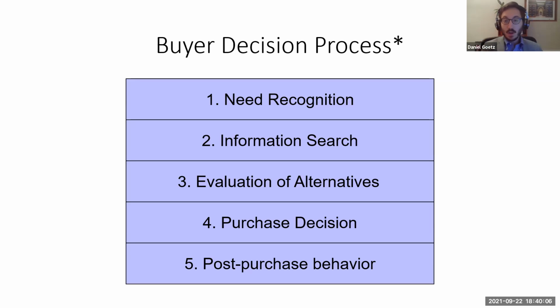So our buyer decision process, our rational decision process in marketing, we lay it out as follows. We start from need recognition. Then we go to information search, evaluation of alternatives, purchase decision, and post-purchase behavior. We're going to go through each of these steps over the next few slides.